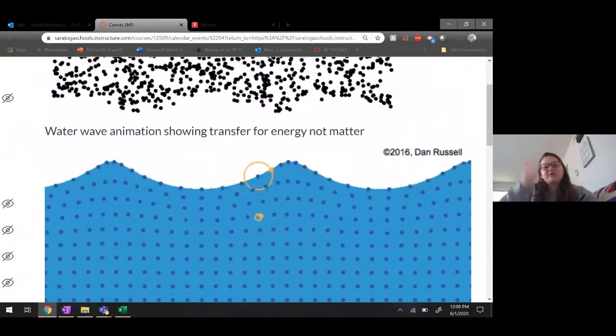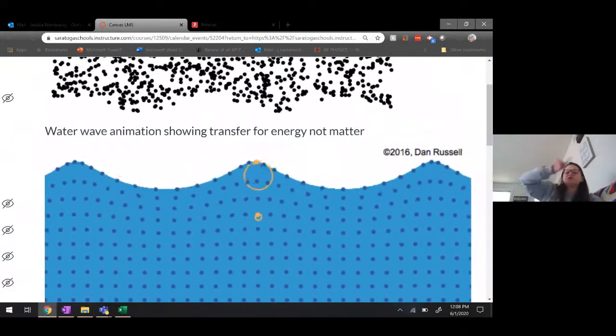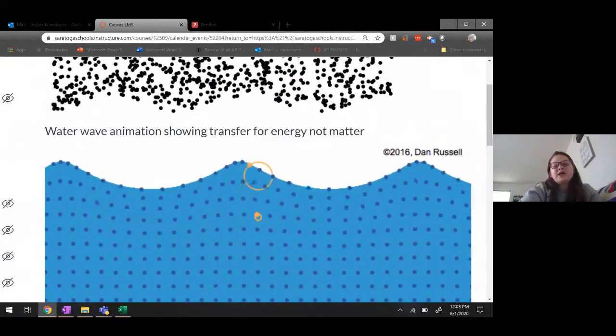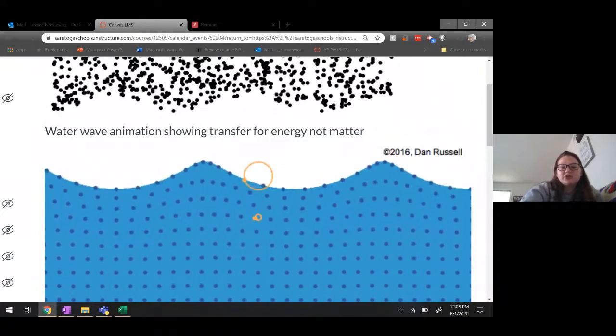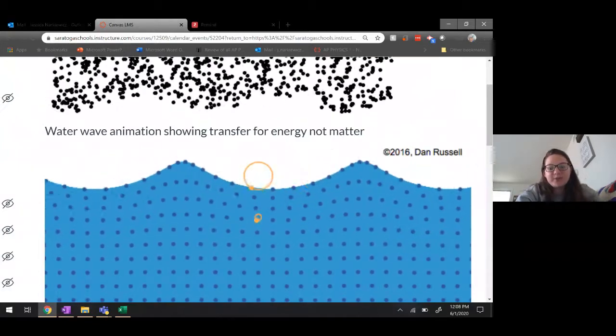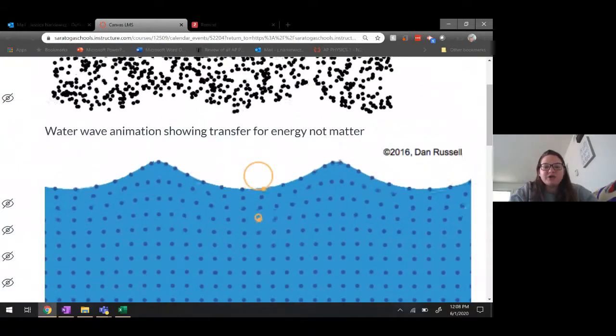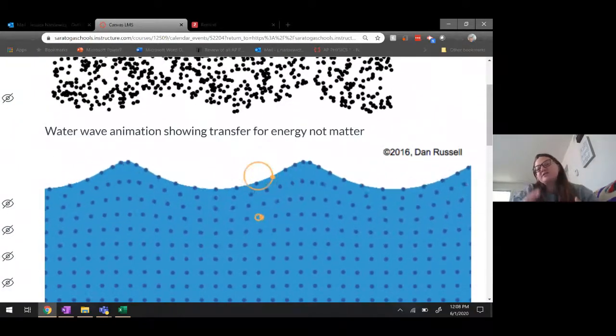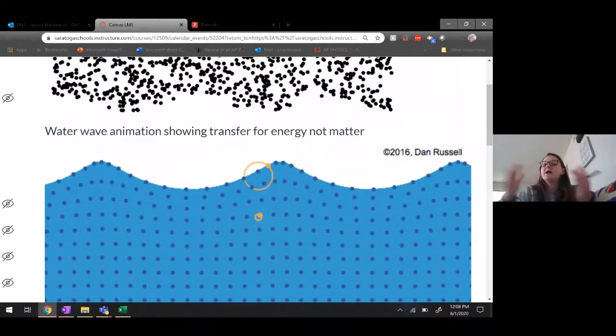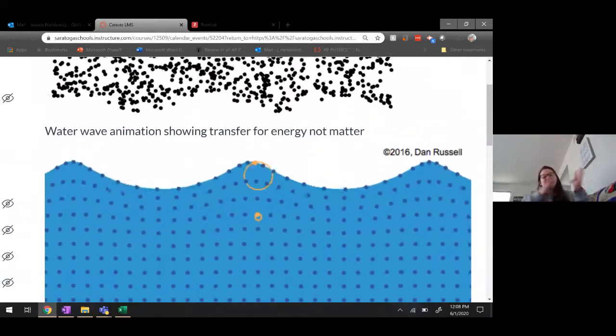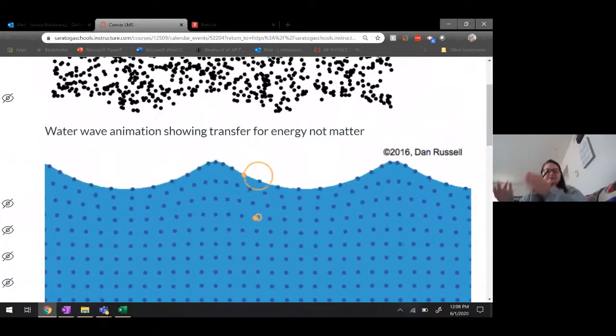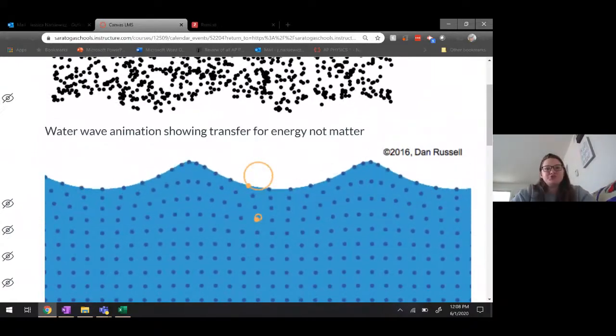But instead of traveling perfectly up and down, the particles travel in a circle. The particles at the top travel in a larger circle where there's larger displacement, and the particles at the bottom travel in smaller circles. So the matter itself still stays at the same location, but the energy still transfers through, essentially passing from one particle to another.